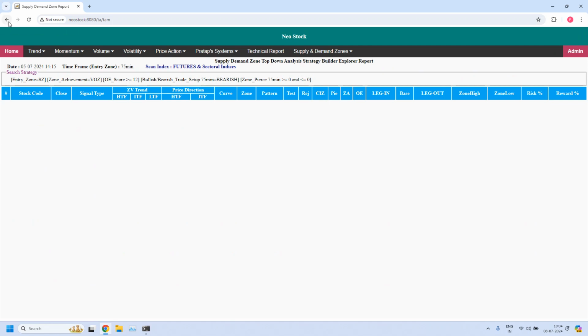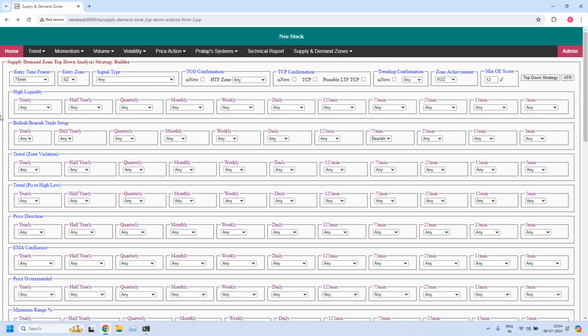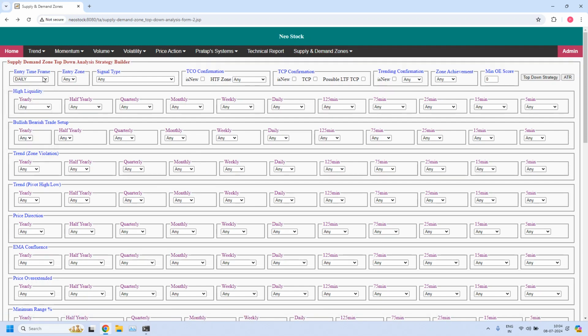I am going back. Now let us generate bullish and bearish trade setups for daily income trade. Daily income trade entry time frame is 75 minutes. Sorry, for daily income trade entry time frame is 15 minutes. Sorry for my mistake, it is 15 minutes. And bullish trade setup entry zone is a demand zone for daily income trade. And also in bullish or bearish trade setup, in 15 minutes time frame, I need to set the filter to bullish.